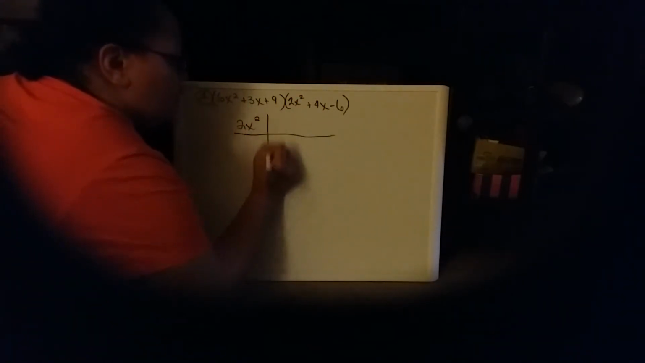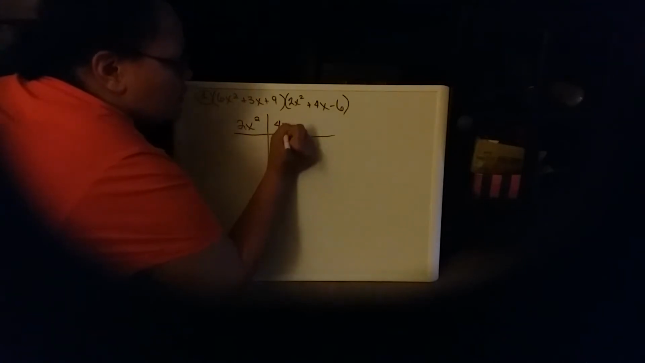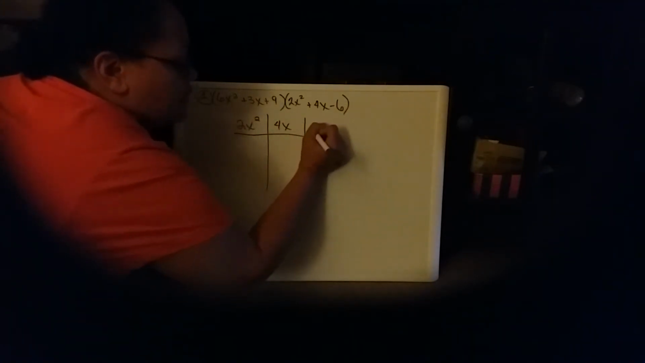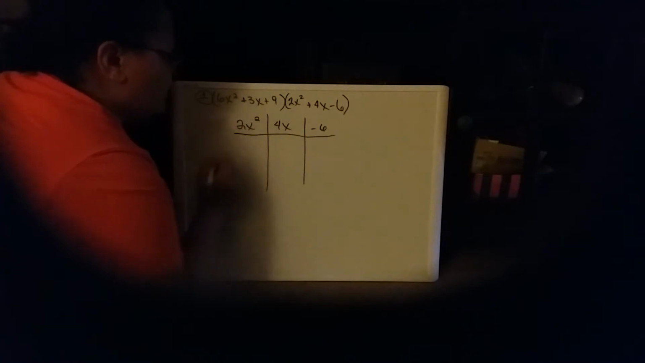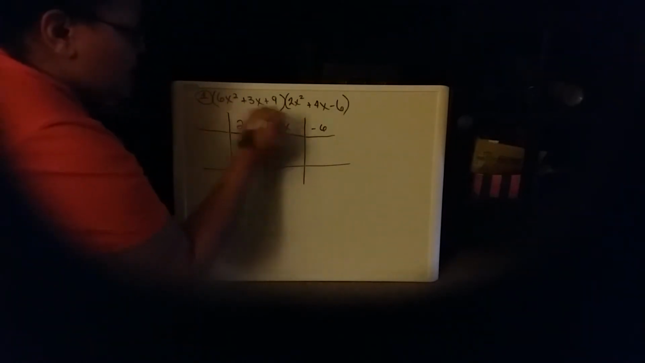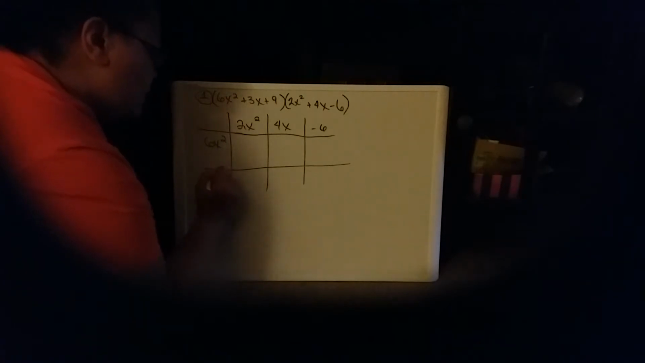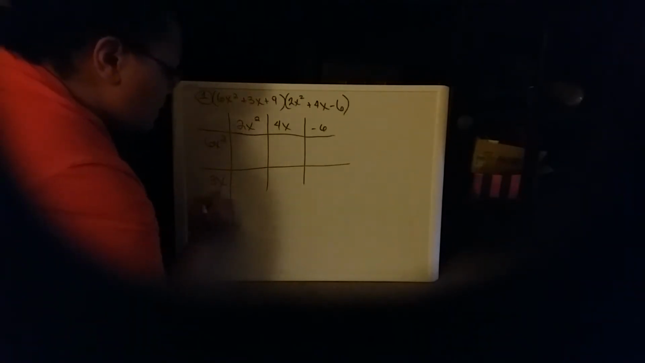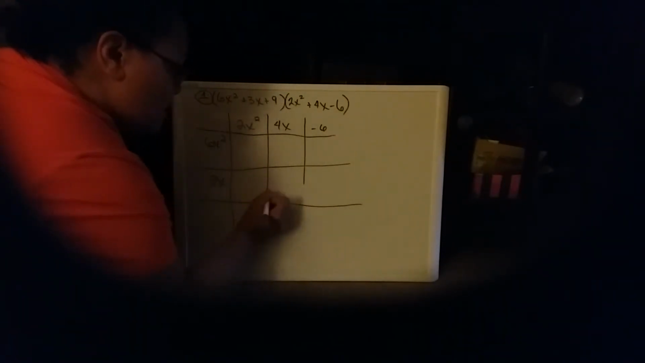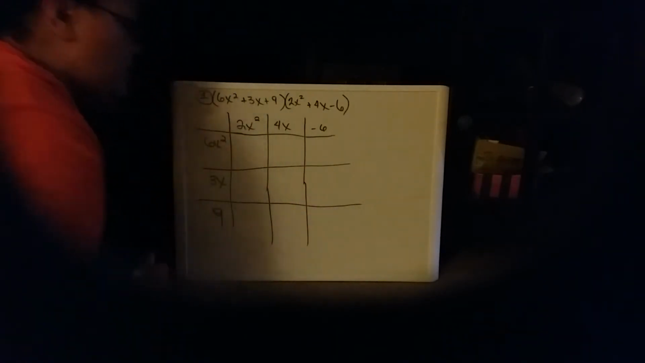2x squared, 4x, negative 6. Always take your negatives with you so you don't forget them. And then we're going to make this haphazard table because I don't know how to make straight lines freehand. And then we're going to multiply it by this term. So 6x squared, 3x, and 9. And that's a positive 9, so we just write 9.